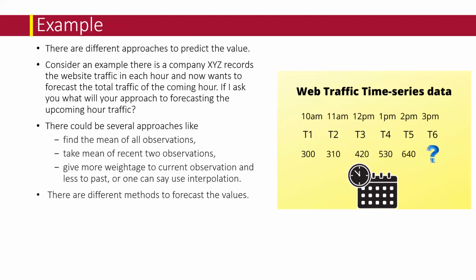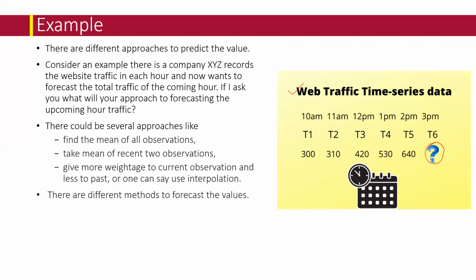Now, let us take an example. There are different approaches to predict a value. For example, let us have a look at data about web traffic. This is the web traffic of a company at time intervals T1, T2, T3, T4, T5, and T6. Let us say the number of hits or traffic is 300, 310, 420, 530, and 640. So what would be the value at the next time? How to predict it?